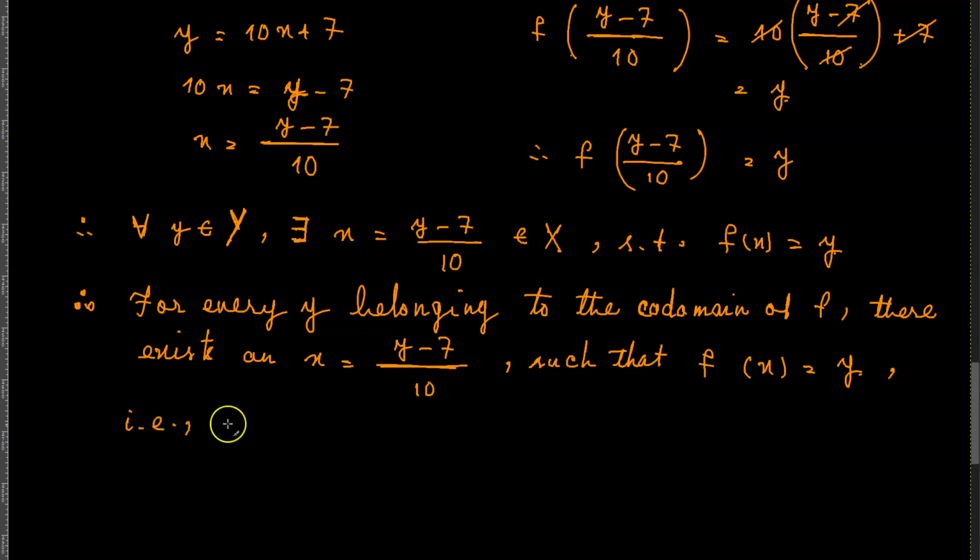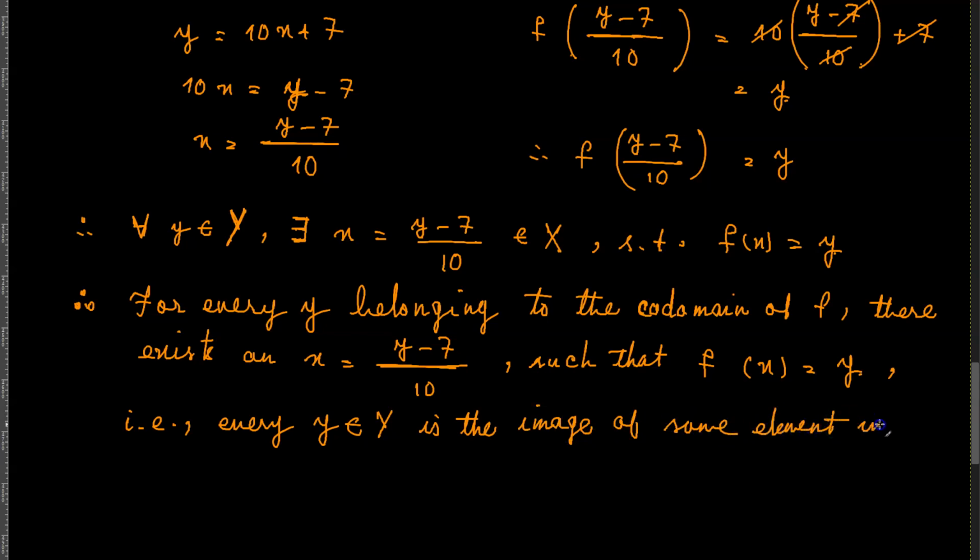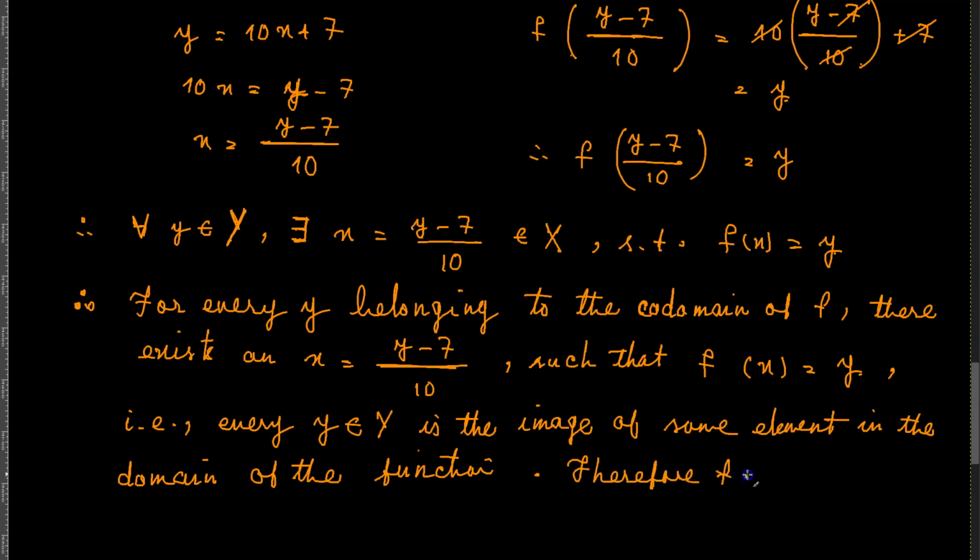That is, every y belonging to the codomain of the function is the image of some element in the domain of the function. Therefore, f is onto.